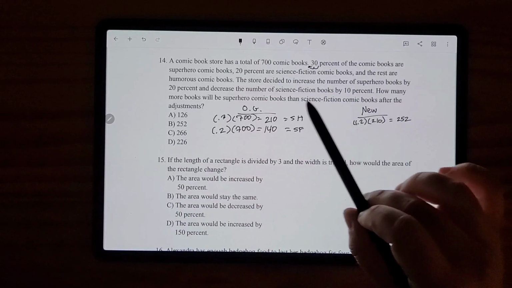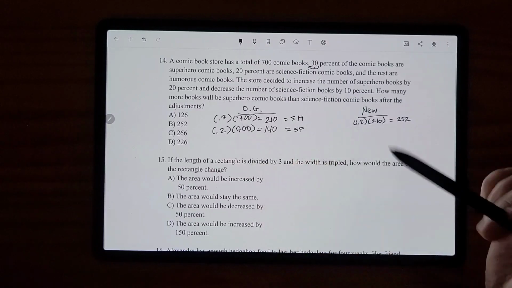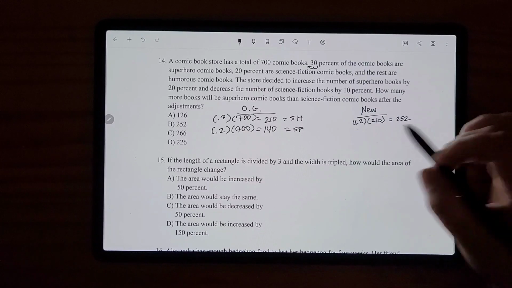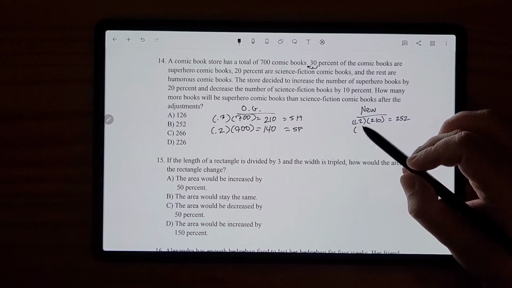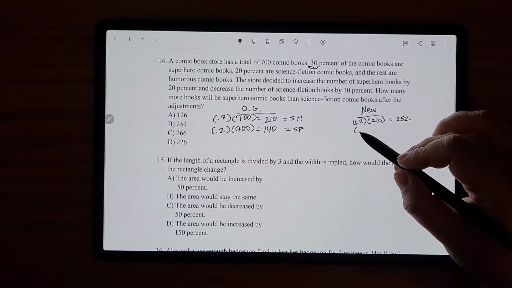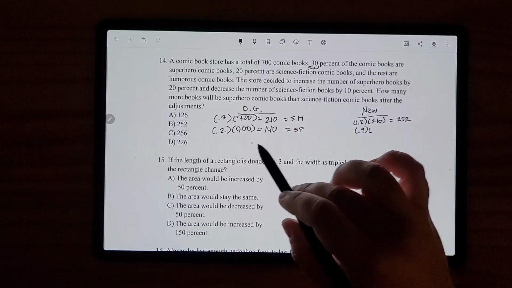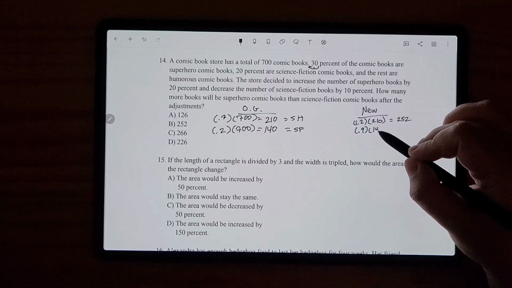Now it says that the number of science fiction books is going to decrease by 10%. So we have 100% when we have all of the science fiction books. If we decrease by 10%, we're talking about 90% of those science fiction comic books. So 0.90 or 0.9, same thing, times the original amount of science fiction comic books, which is 140.